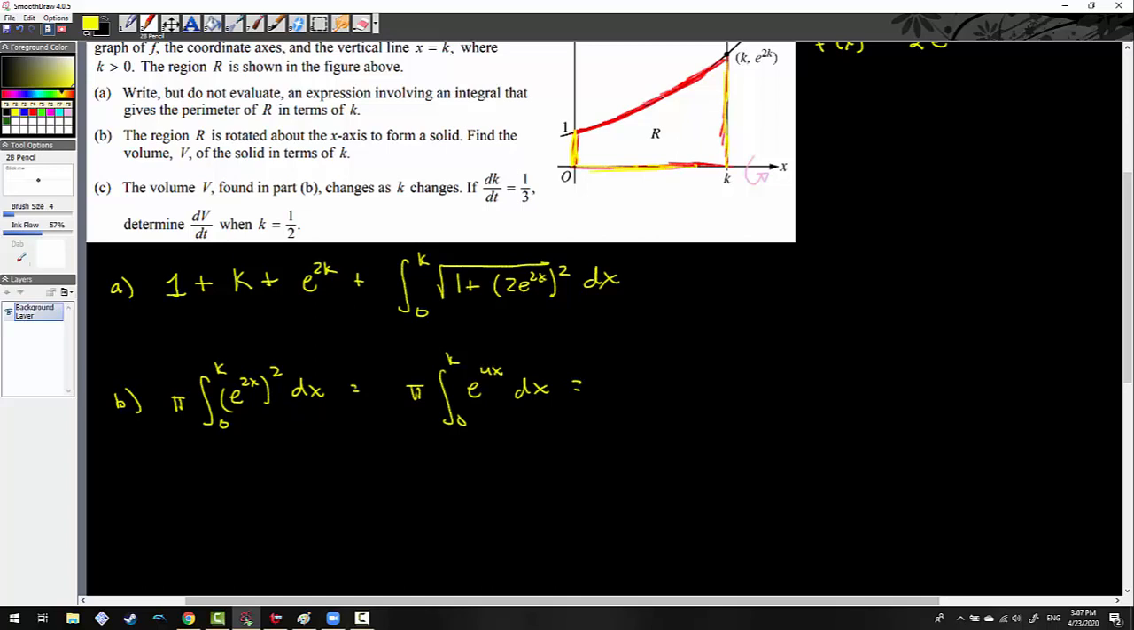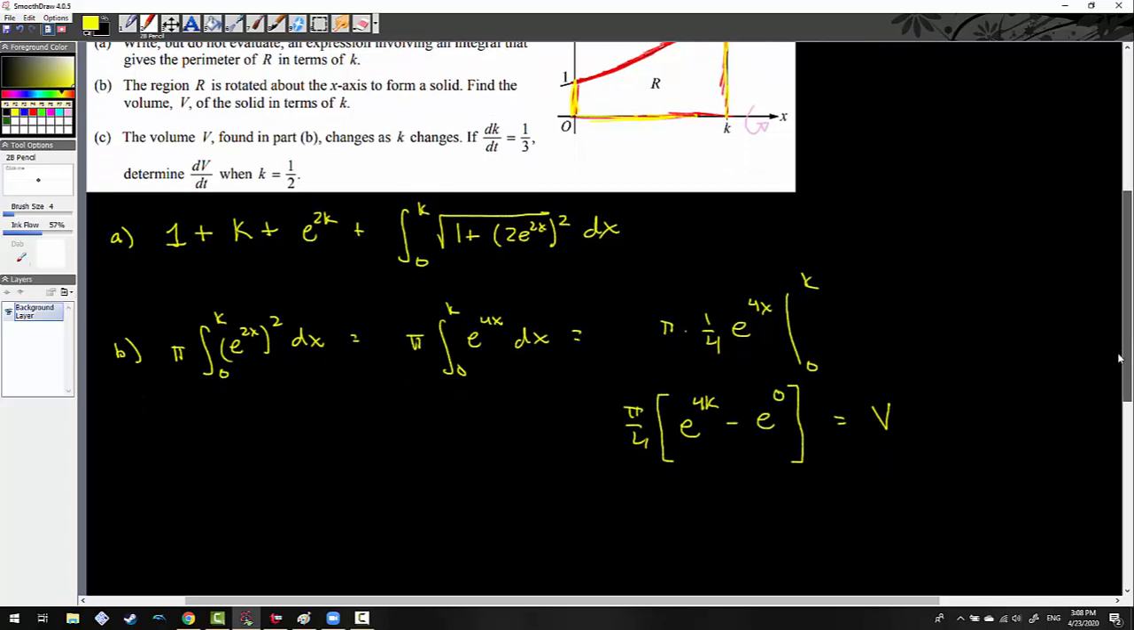And so what I'm going to get here is 1/4 because of the chain rule on the integral of e to the 4x. It'll be e to the 4x, but then there's this pi hanging out on the outside here, and that's going to get evaluated from 0 to k. And now from here, the pi over 4, I'm going to kick out, and what I'm going to evaluate is e to the 4k minus e to the 0. And that right there is what gives me the volume of that shape.